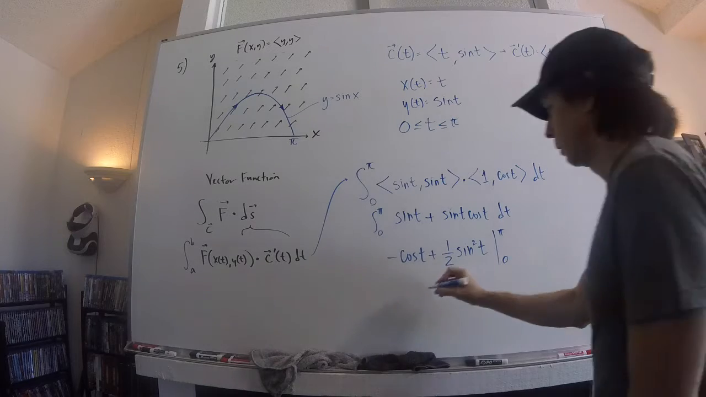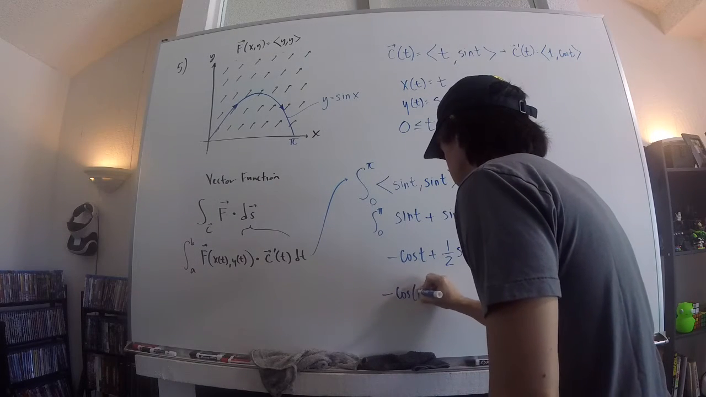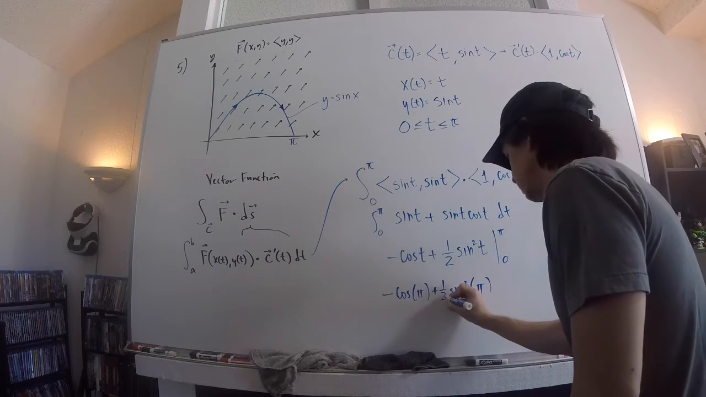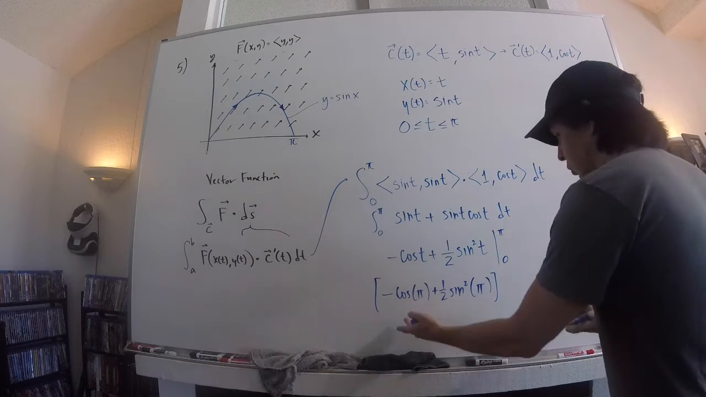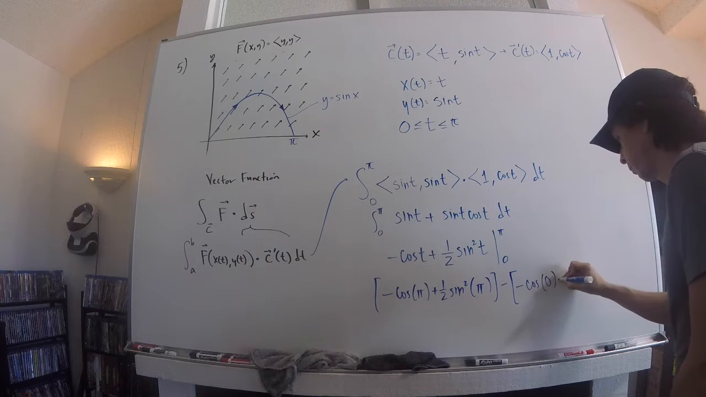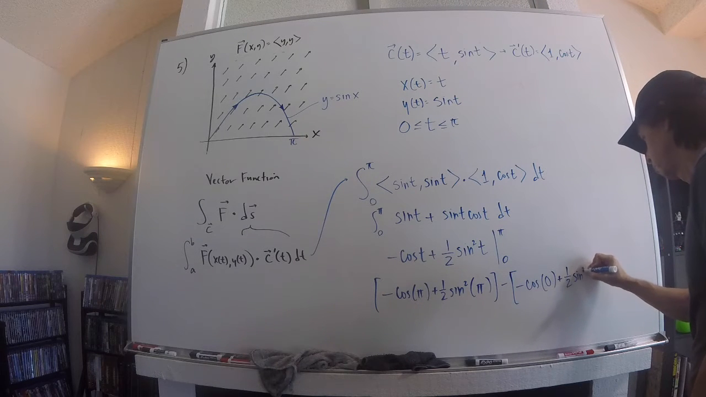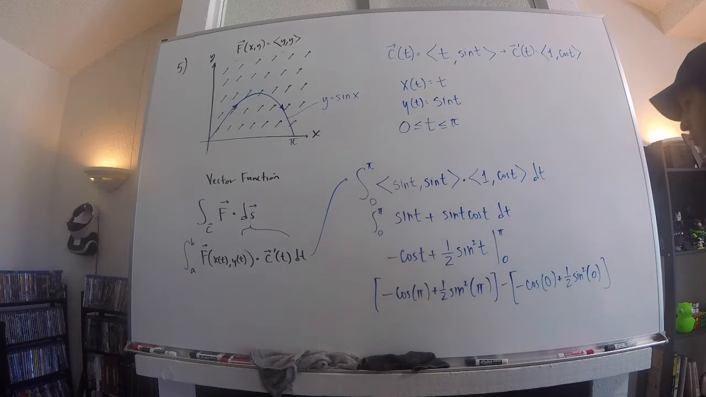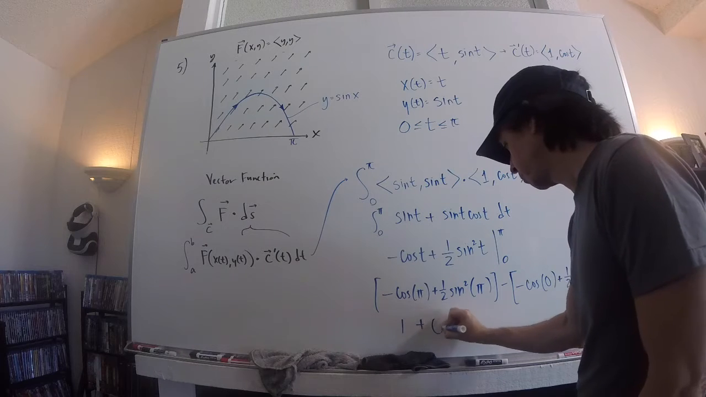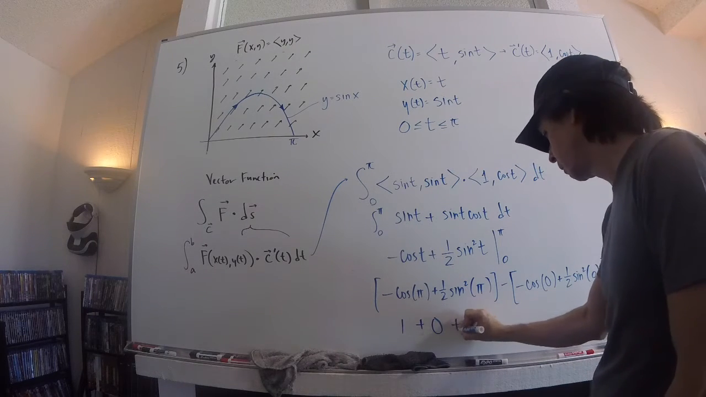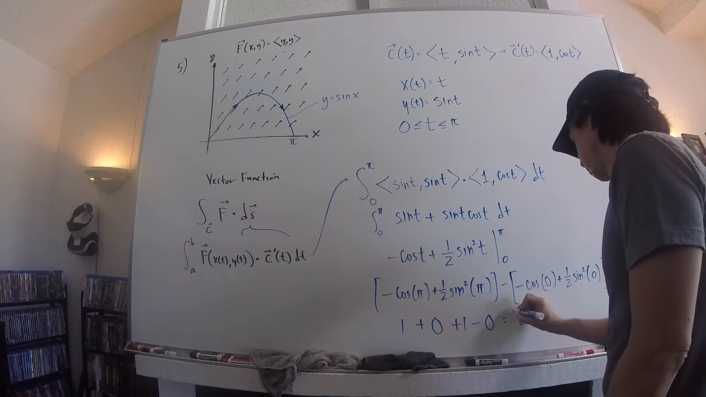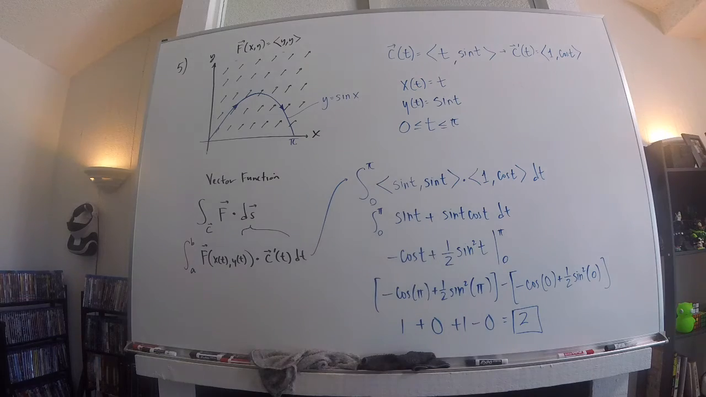0 to pi. Plug it in. My antiderivative at pi minus my antiderivative at 0. Okay, cosine of pi is -1, so that's a positive 1. That's 0. That's going to be plus 1. And that's going to be minus 0. So that's 2. That is the line integral.